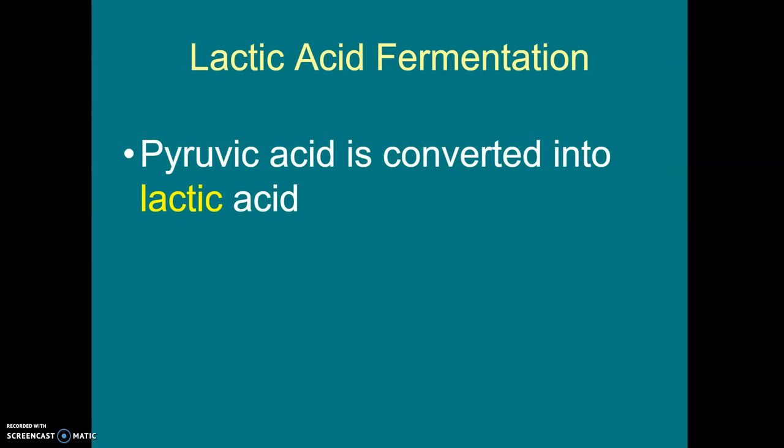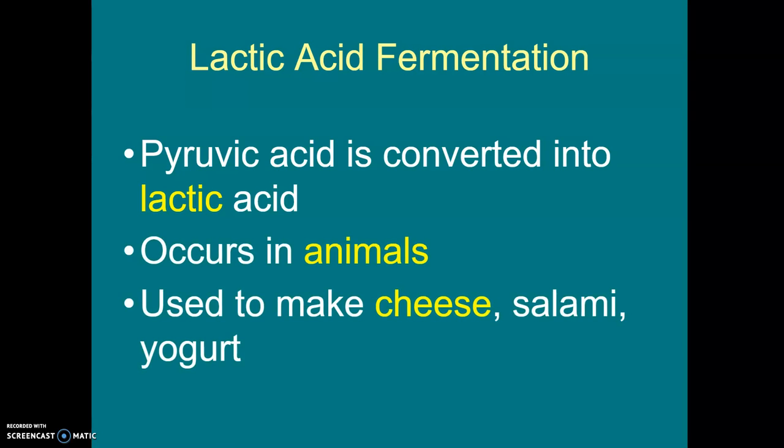Now, lastly, let's talk about some lactic acid. Okay, this is when pyruvic acid is converted into lactic acid instead of alcohol. This occurs in animals. Okay, you do this. It's also used to make cheese, salami, yogurts, right? They use a special strain of bacteria called lactobacillus, which will go through some fermentation and break stuff down and make some delicious cheese.